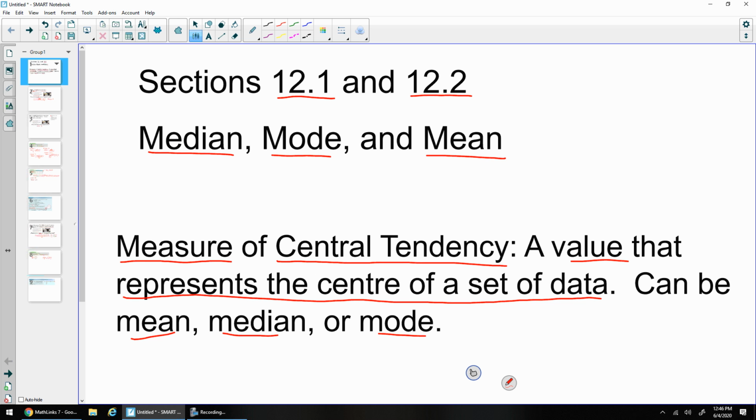You need to know these three and their definitions: median, mode, and mean. You need to know how to find each of those, and that is the main ideas from section 12.1 and 12.2. There will be an assignment on Google Classroom.